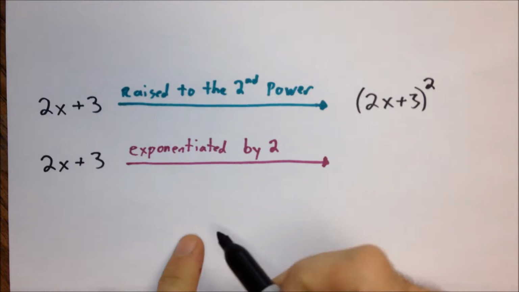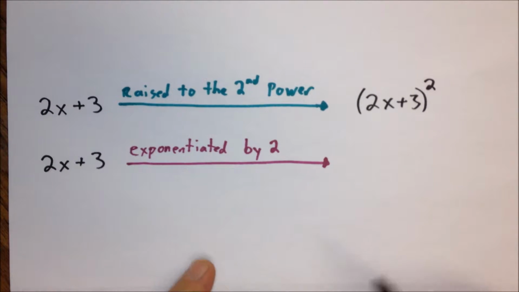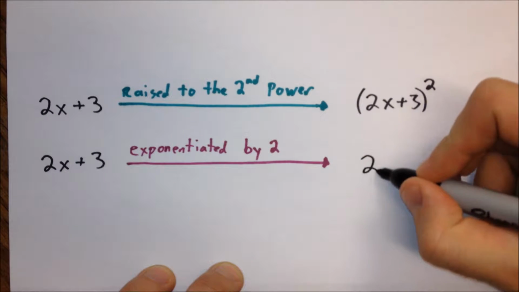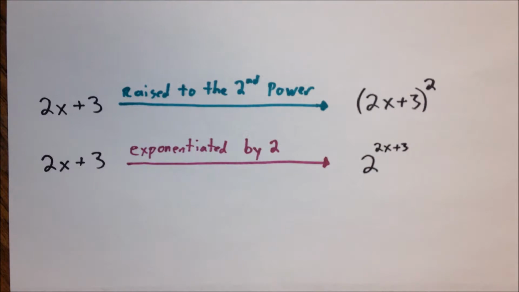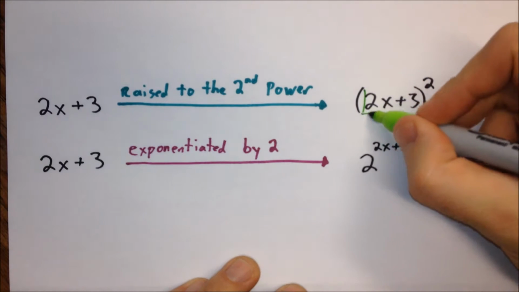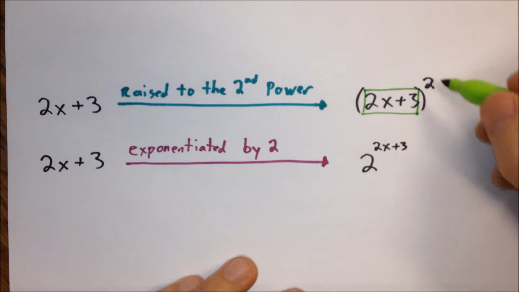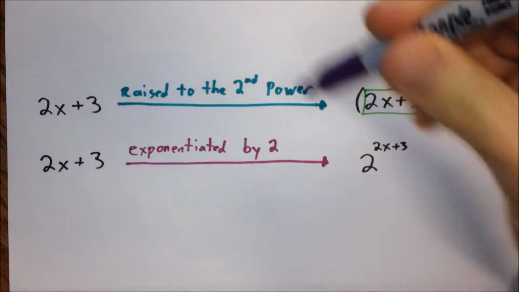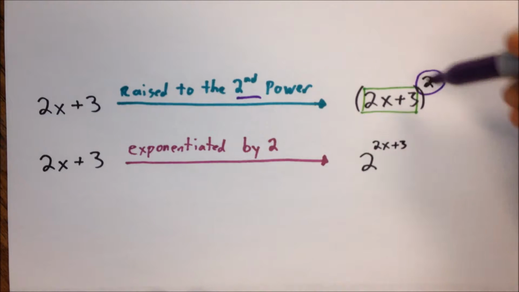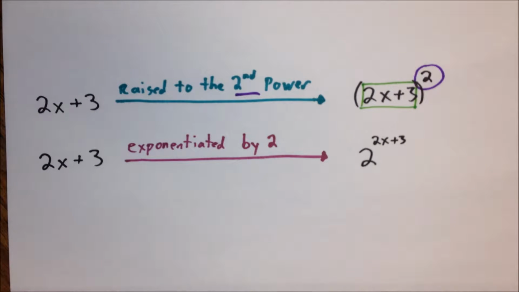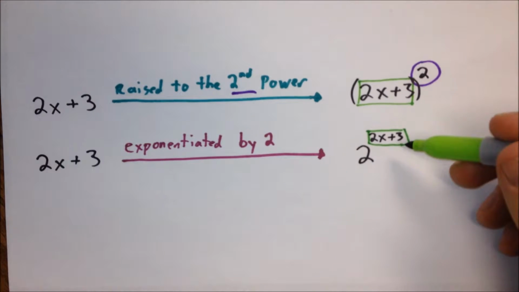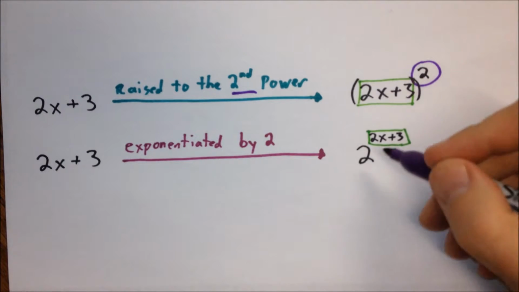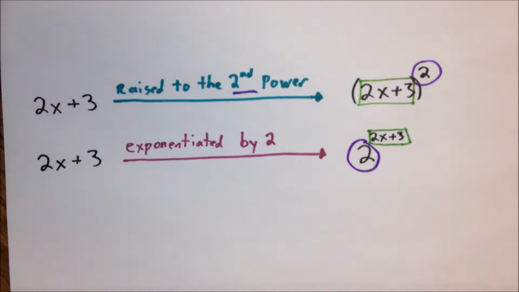Exponentiation, on the other hand: if I want to exponentiate by 2, then I take 2 and raise it to the 2x plus 3. So you'll see in the first case, my 2x plus 3 stayed on the bottom, and my new part, which was my second power, went up into the power. Compared to the second, where what I started with originally is now in the power, and my new part is down here in the base.